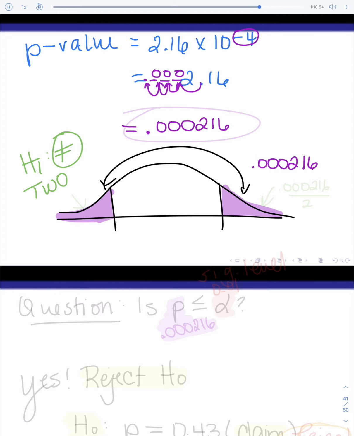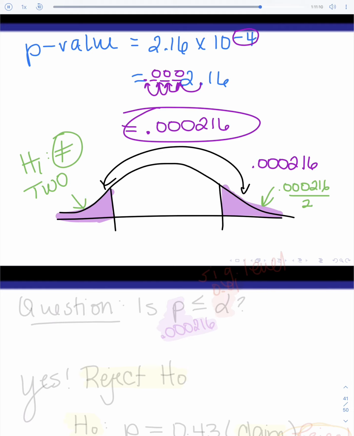So if I wanted to figure out what each of these tails is individually, I could take the 0.000216 and divide it by 2. That would give you each tail separately. We don't need that though. We want the full p-value, which is both tails together.